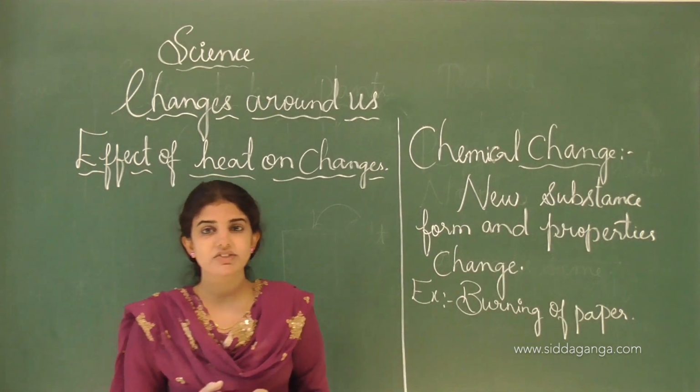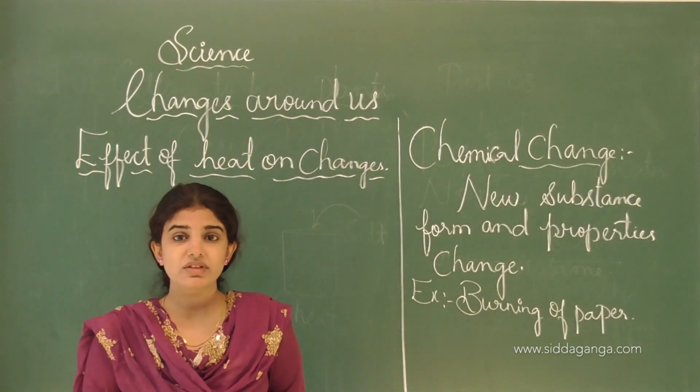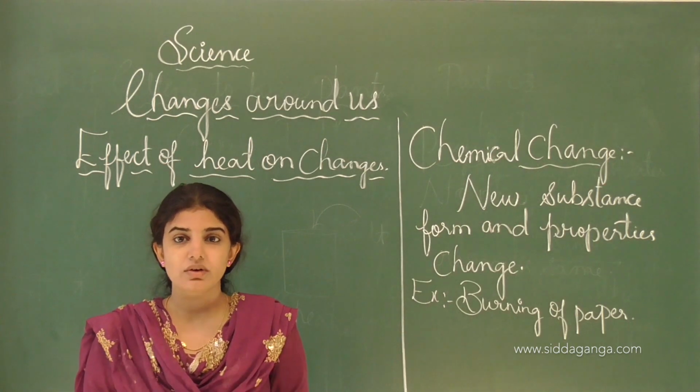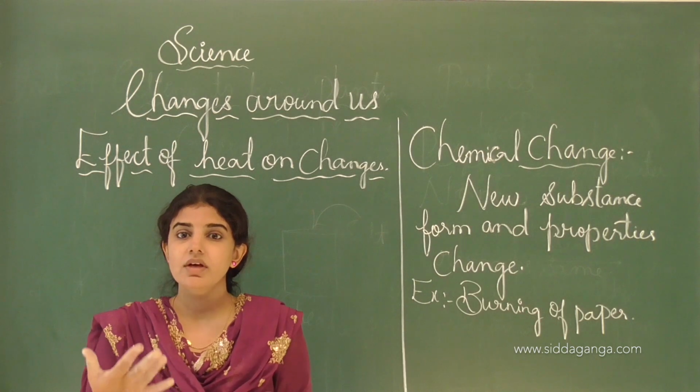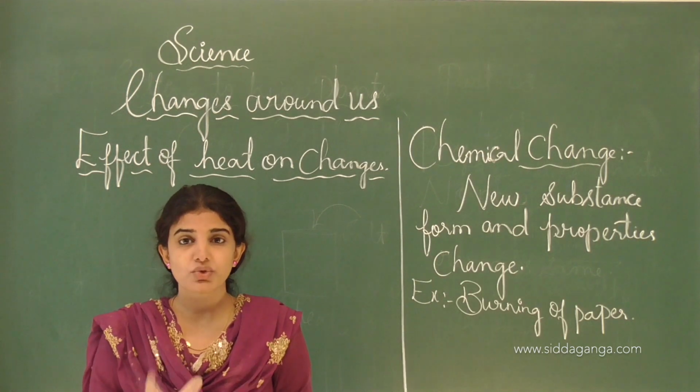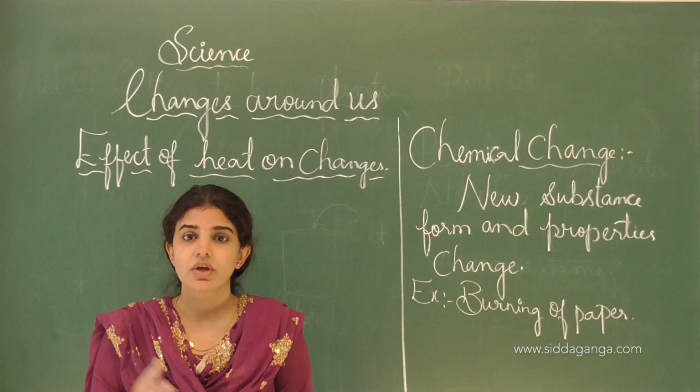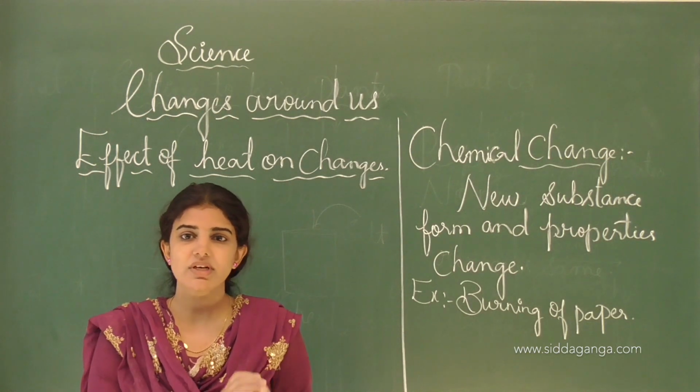An example of a chemical change is cooking food. While cooking food, changes occur, and those changes are nothing but chemical change, where we can't go back to the original rice.